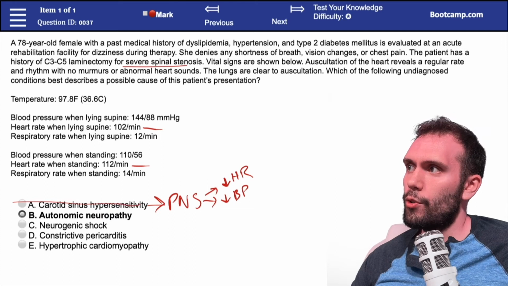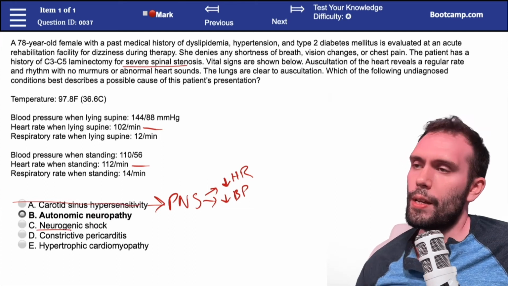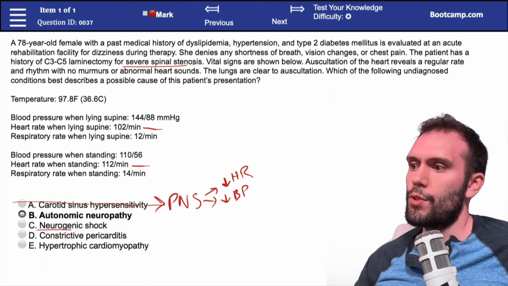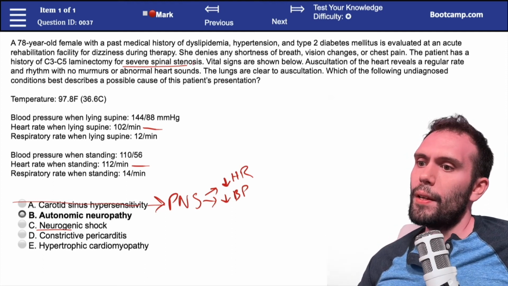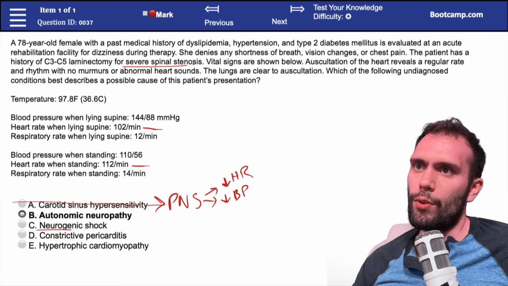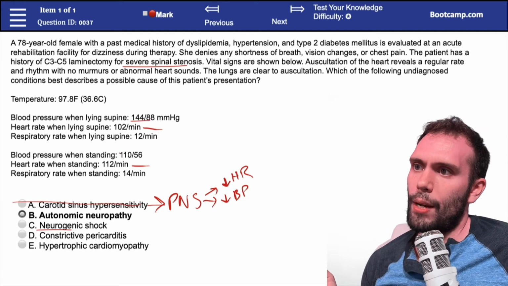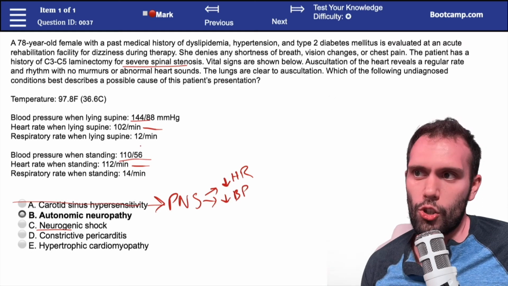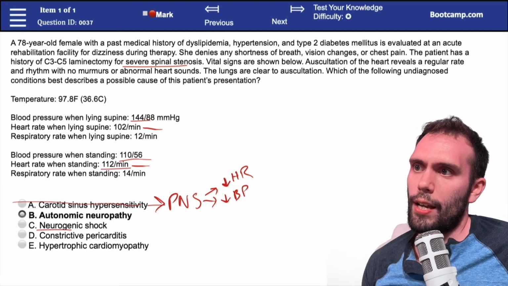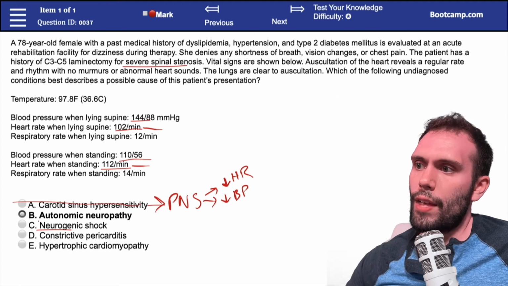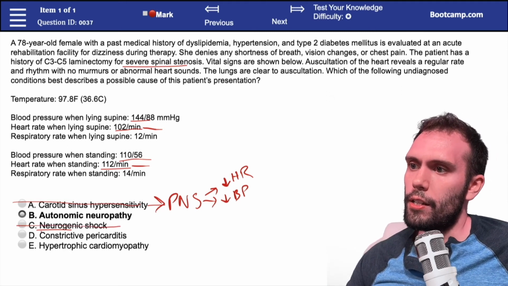Okay, so let's talk about neurogenic shock for a second. So this patient did have pretty severe spinal stenosis, which potentially could be associated with neurogenic shock. Usually it's trauma that you'll see with neurogenic shock questions. But the other thing is, the blood pressure is pretty high. I wouldn't necessarily say that this patient is in shock. And the heart rate's pretty high. Remember, in neurogenic shock, we expect bradycardia with hypotension. So that would be very non-classic for this condition.